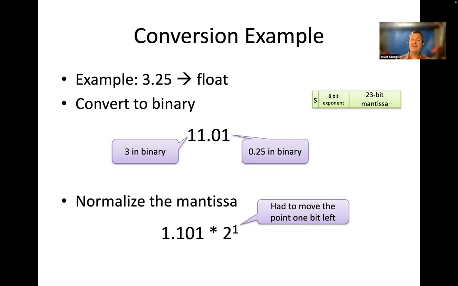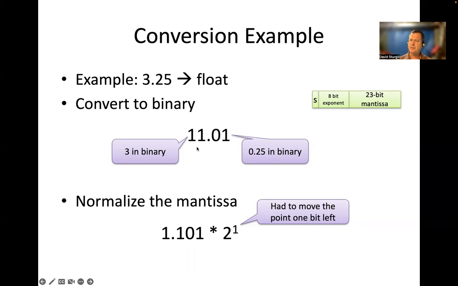So first, let's take that 3.25 and convert it to binary. On the integer side, that's easy. The 3 is just 1, 1 in binary. And on the fractional side, 0.25, well, that's exactly the value of the second fractional digit. This is worth a half, and this bit is worth a quarter. So that would be 11.01 in binary.